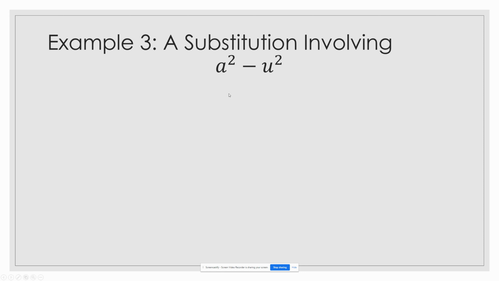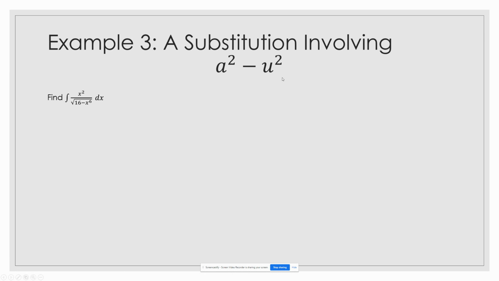All right, so in this example, we are going to do a substitution involving one of those difference of squares, so a squared minus u squared. And being able to recognize it and being able to pick one of the rules 18, 19, or 20 is going to be super helpful.